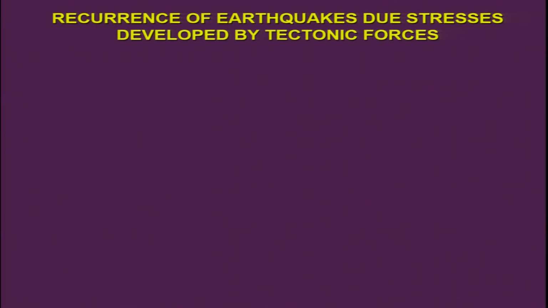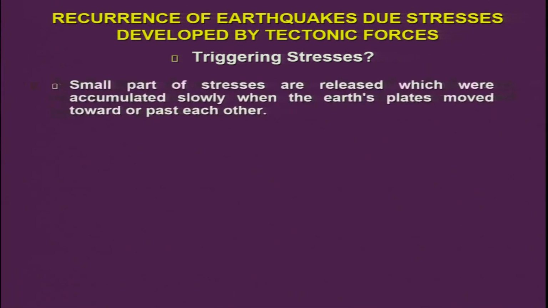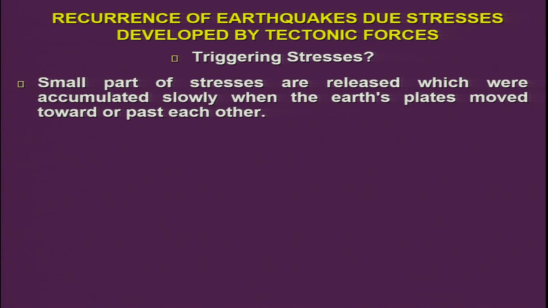Now, moving further, we also had a brief discussion about the distribution of the earthquakes, and now coming to the recurrence of earthquakes due to stress developed by tectonic forces. Before getting into the example of the 2001 Bhuj earthquake, I will briefly tell you the reasons for the triggered earthquakes, or the triggered stresses on different faults because of an earthquake. Triggered stresses mainly means that a small part of the stresses, which were accumulated slowly when the Earth's plates moved towards or past each other, are released.